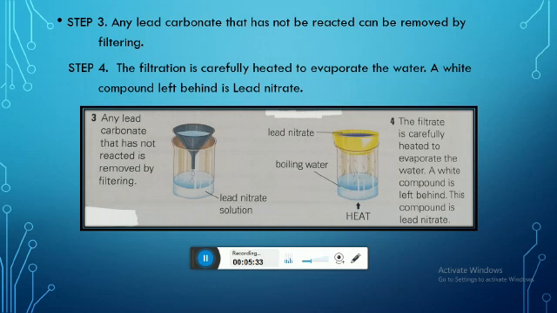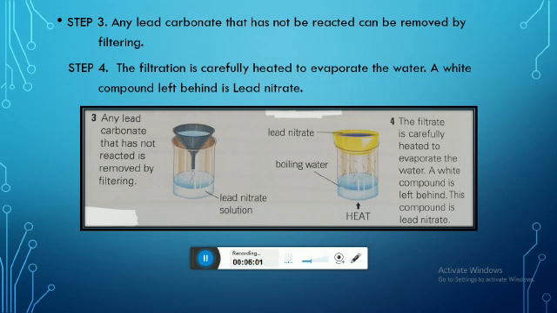So these are basically the four steps through which we can produce the salts. Keep in mind these four steps. In the fourth step we will filter, and then we will heat it, and through heating we evaporate the water. After evaporation we will have the lead nitrate solution.